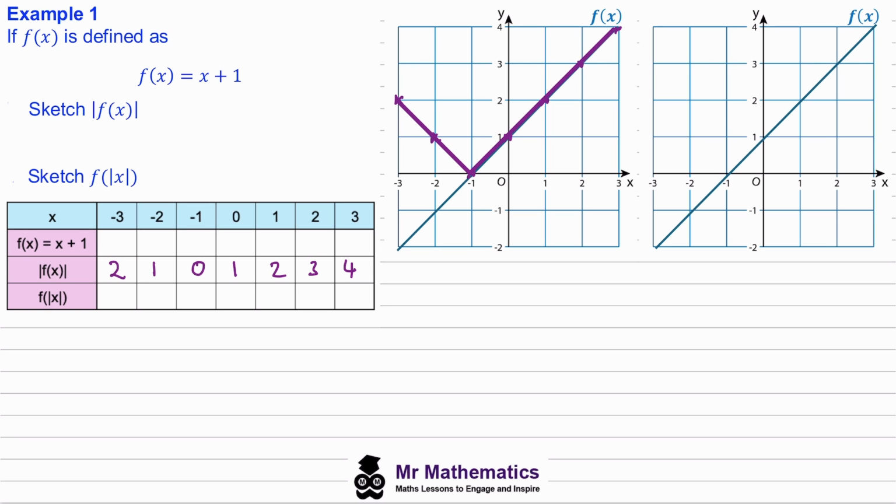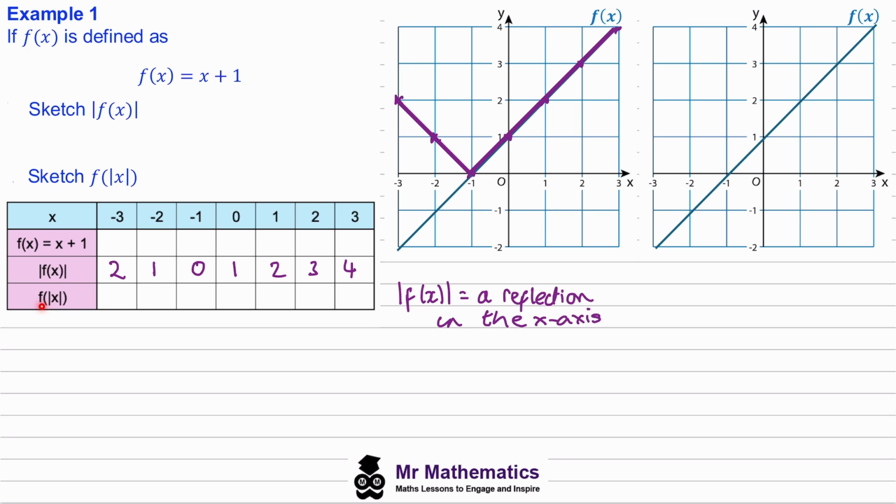Now can you see that these points are a reflection of these points in the x-axis? And this is a defining property when you find the modulus of any function. The modulus of f of x will always be a reflection in the x-axis. These points are all reflected onto themselves, and these points are reflected through the axis to create these points, okay?